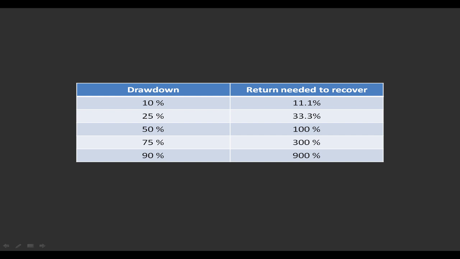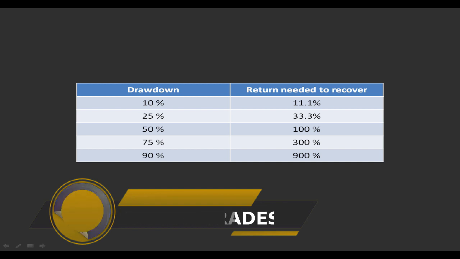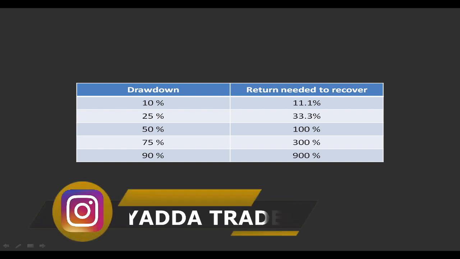Alright, so this table has two columns. In the first column, it shows the drawdown you're experiencing, the percent. You know, if you have a $100,000 account and you have a 10% drawdown, that means you just lost 10,000. If you have a 50% drawdown, you just lost 50,000, and so on. So that's the left hand. The right hand is the interesting part. It shows you what return you need to make to recover from this drawdown.